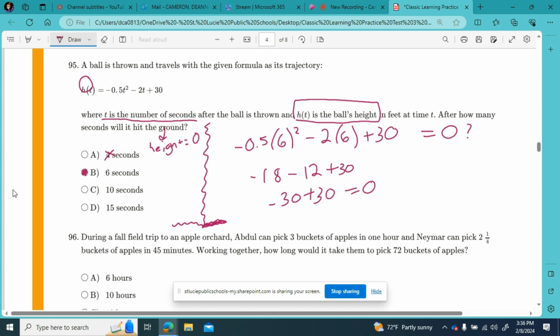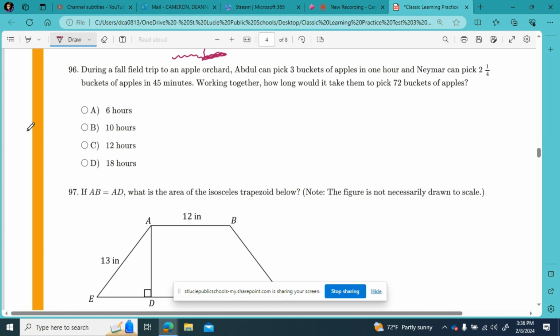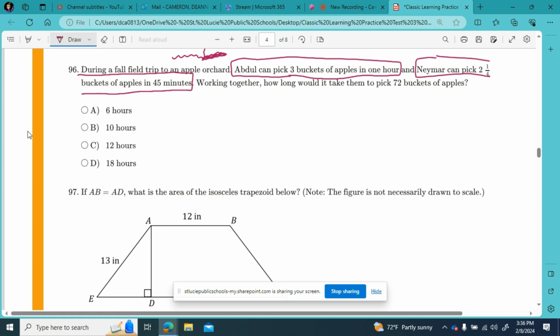Thank you, CLT, for the multiple choice question. And then number 96 says, during a fall field trip to an apple orchard, Abdul can pick 3 buckets of apples in 1 hour, and Neymar can pick 2.25 buckets of apples in 45 minutes. Working together, how long would it take them to pick 72 buckets of apples?